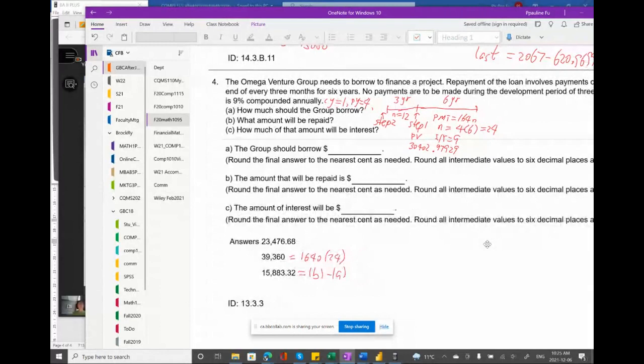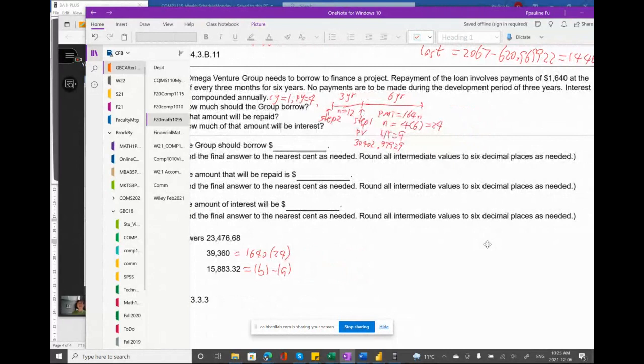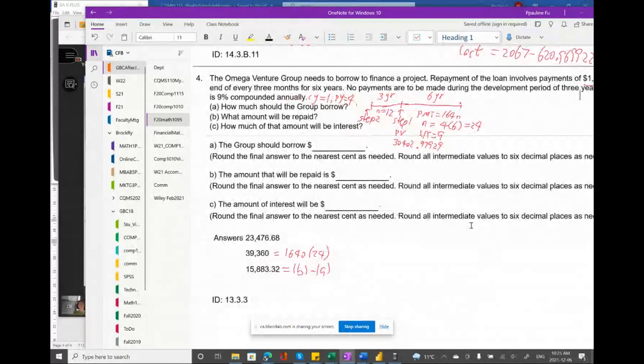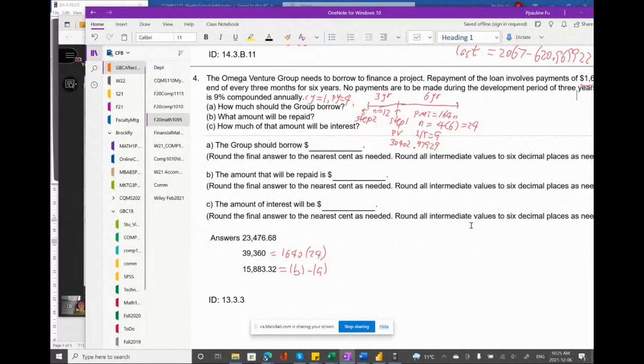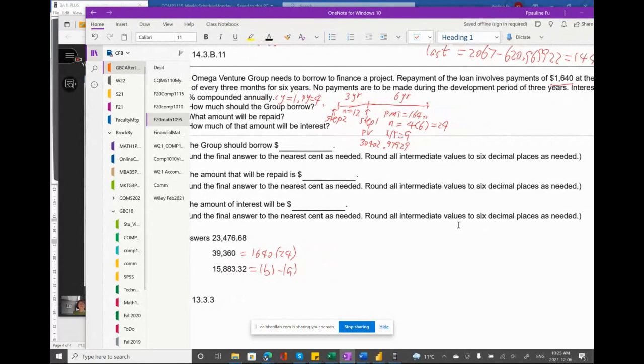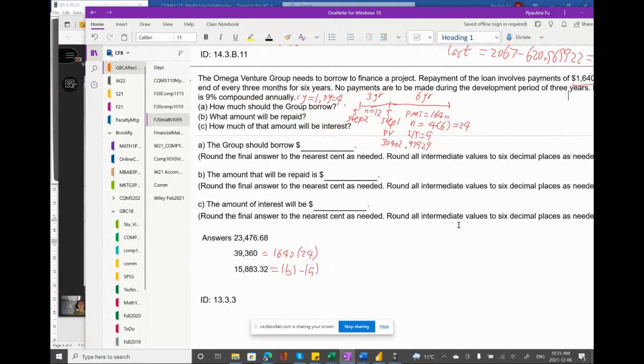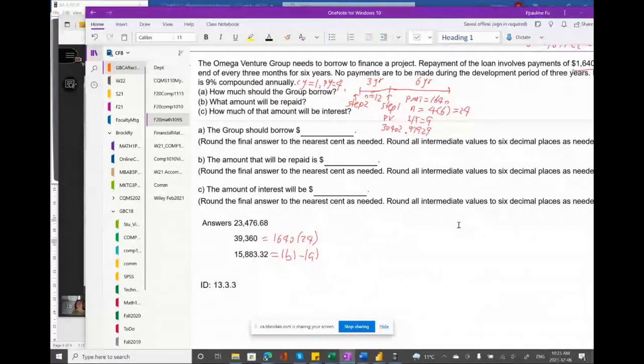Omega Venture Group needs to borrow to finance a project. Repayment of the loan involves payment of 1,640 at the end of every 3 months for 6 years. No payments are made during the development period of 3 years. Interest is 9% compounded annually. Let's analyze the given numbers first. Interest compounded annually means C/Y equal to 1, and payment every 3 months means P/Y equal to 4.